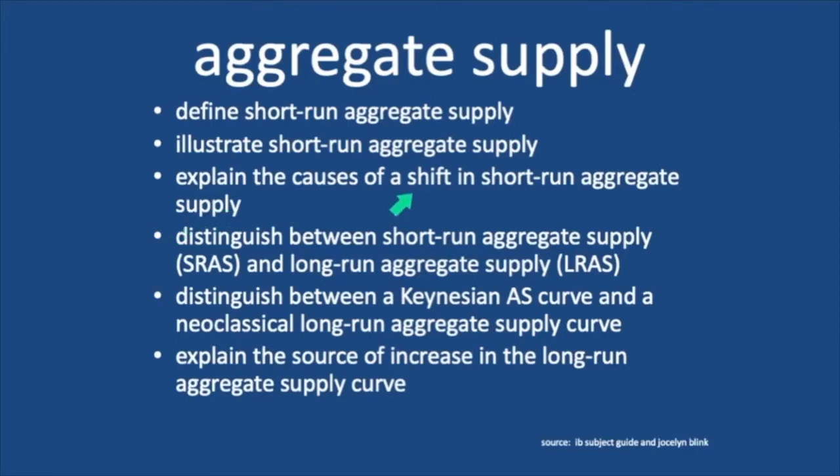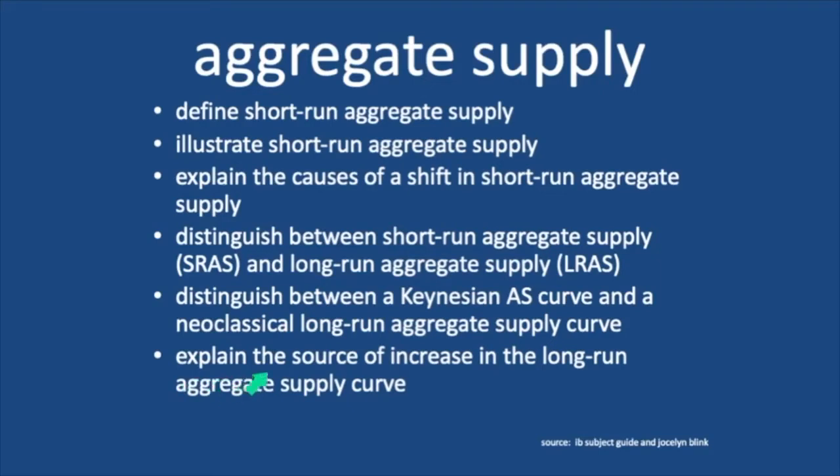Can you explain the causes of a shift in the short-run aggregate supply curve? Can you distinguish between the short-run aggregate supply curve and the long-run aggregate supply curve? Can you? If not, check the links below and stay up and study. If you can, go to bed. Can you distinguish between the Keynesian aggregate supply curve and a neoclassical long-run aggregate supply curve? Can you? If not, check the links below. If you can, go to bed.